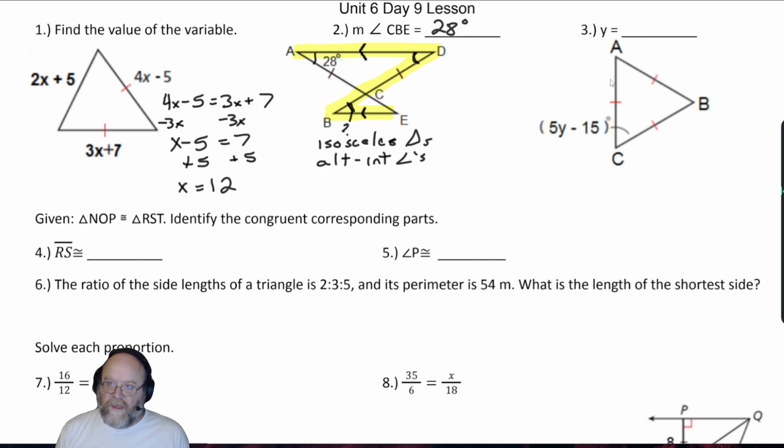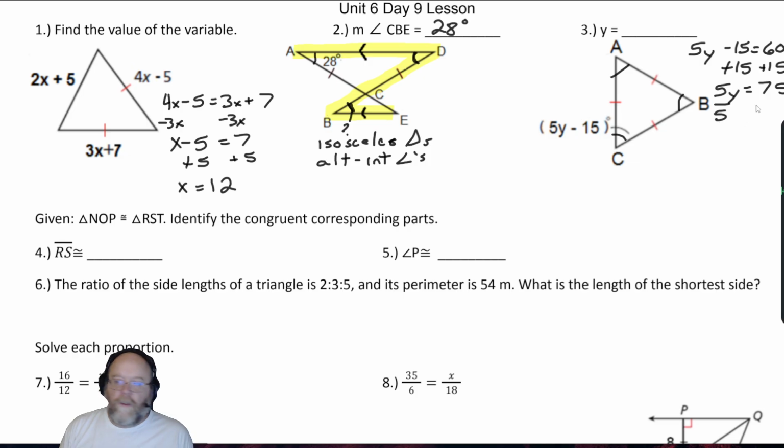These equilateral triangles are equiangular. Do you remember what all these three angles are supposed to be? It was in your warm-up. All three of these angles are meant to be 60 degrees. So if they're all 60 degrees, then so is 5y minus 15. I feel like we did this exact problem before. Add 15 to both sides, you get 5y is equal to 75. Divide by 5. And y is 15, excuse me.